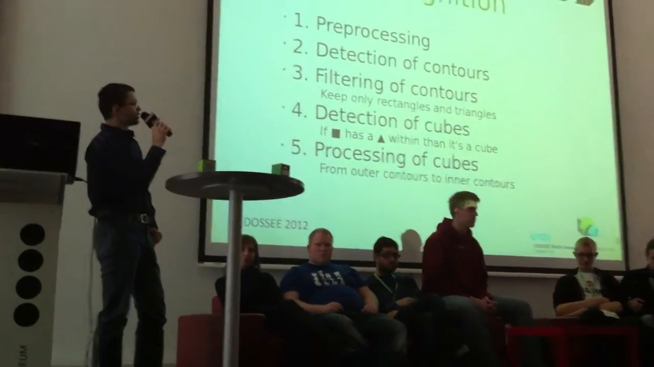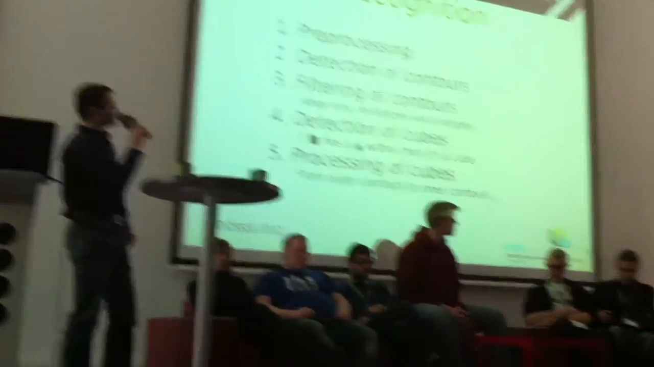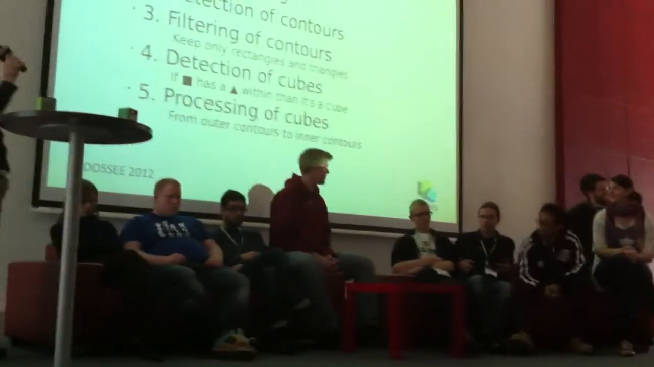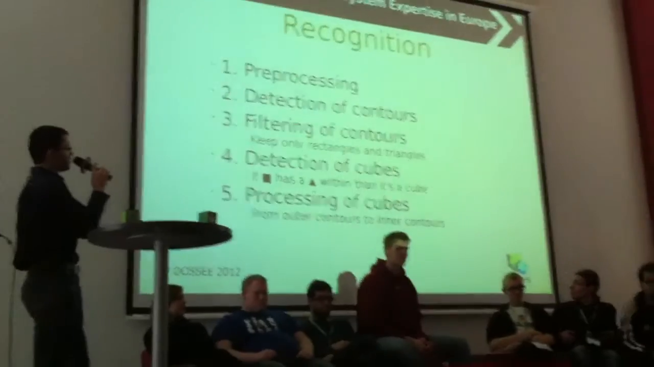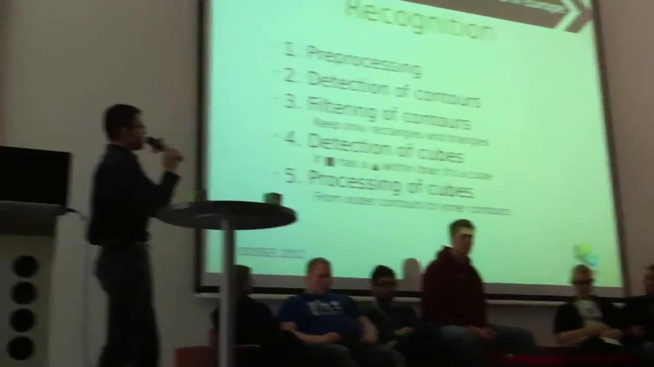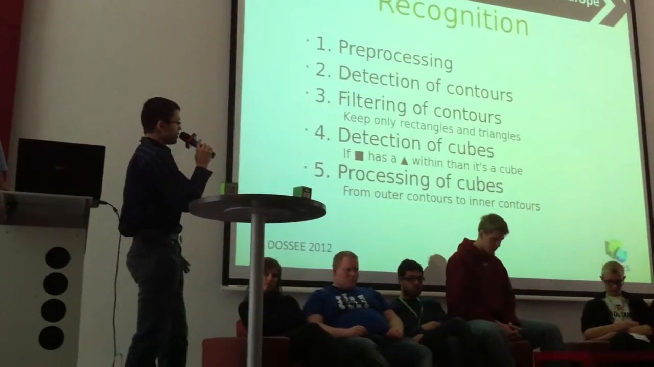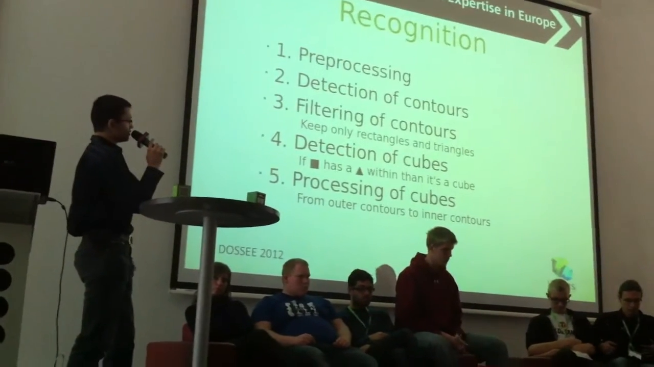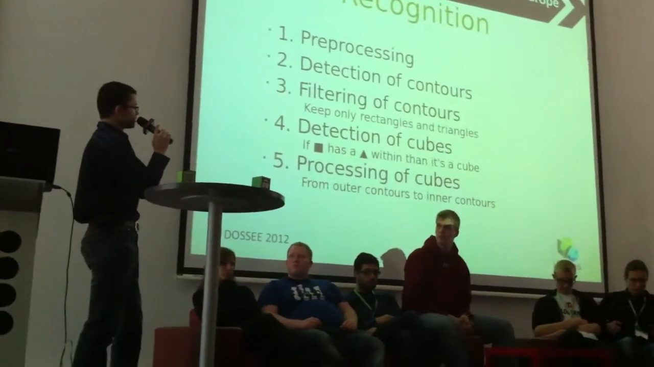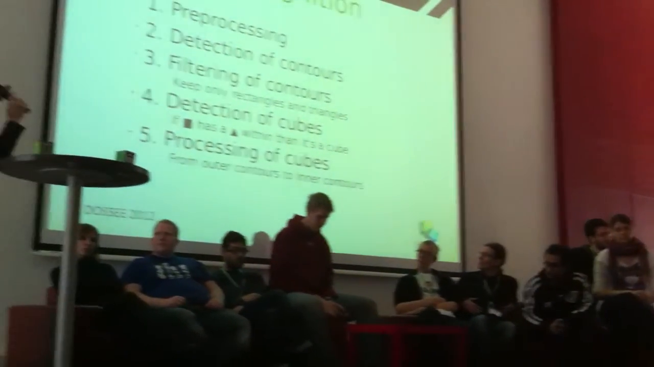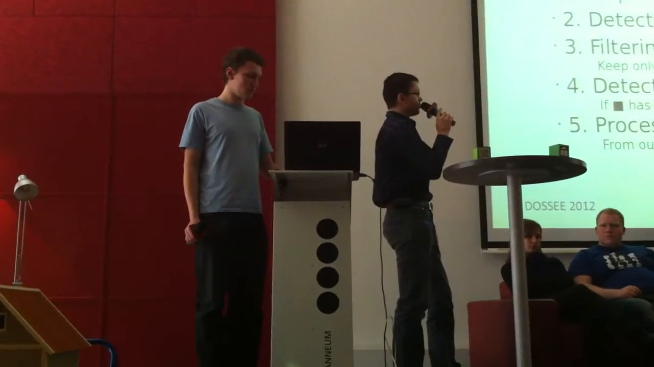Here we try to extract the contours from the picture and find square-shaped objects. We keep only the rectangles and triangles, and then we try to detect a cube. And the cube is a square which has a triangle within. This is our definition of a cube, and as such it is used in our algorithm. When we have cubes detected, they can go into the further process to find their properties.